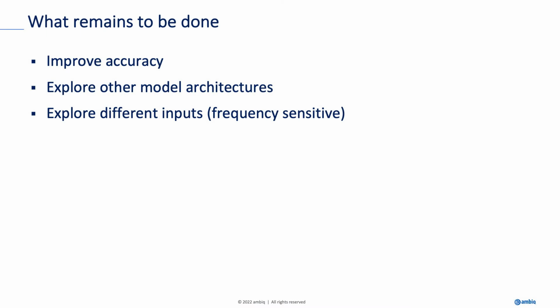So what remains to be done is to improve the accuracy. We don't want a model that's even just a little bit inaccurate. We want it to be as accurate as possible. Some ways that I could potentially improve the accuracy are to explore other model architectures outside of autoencoders, and another way is to explore different inputs, more specifically, inputs that are frequency sensitive.